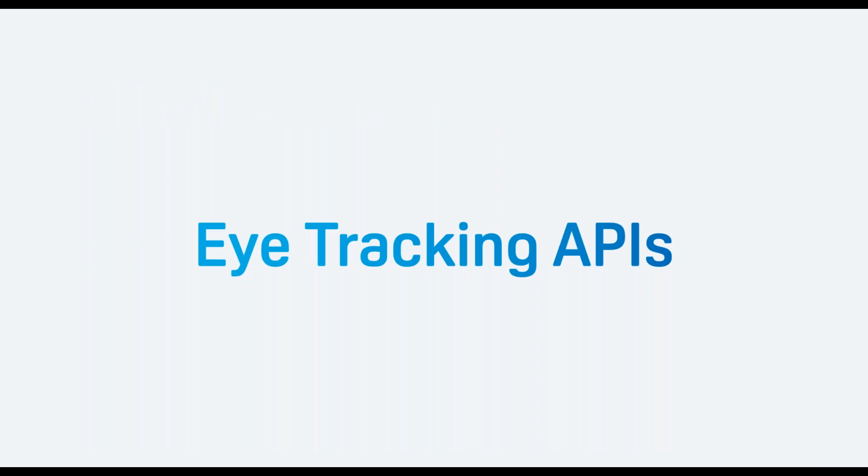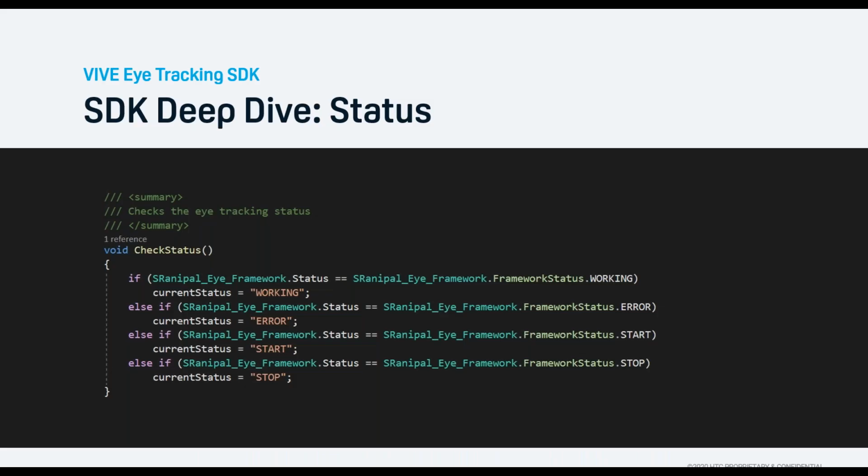Now we'll talk about some of the APIs that are available to the developers using this SDK. One of the important ones is checking the status of the eye tracking framework. It's important, especially if you are using this to record any sort of data for any sort of research, anytime where you really care about the accuracy of the eye tracking data, to make sure the status is working.